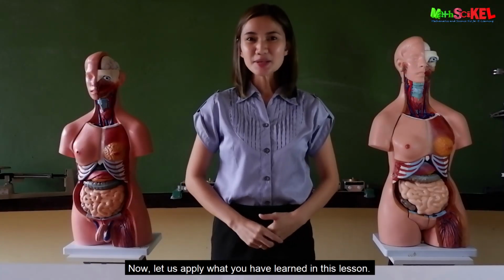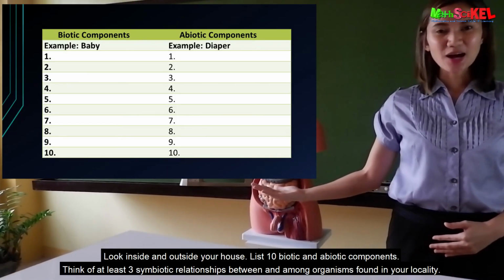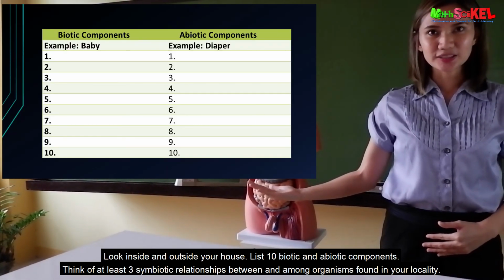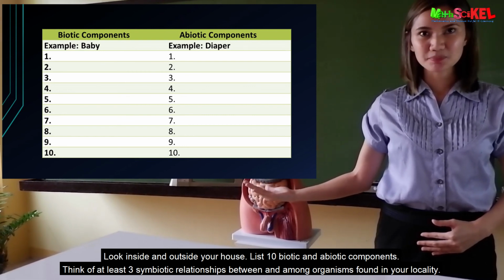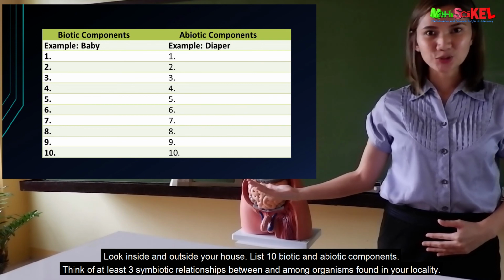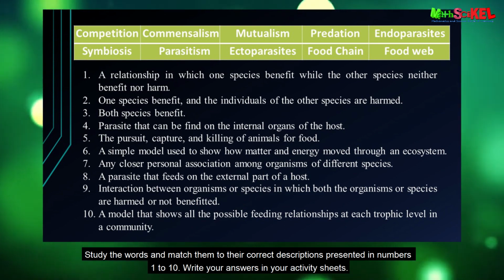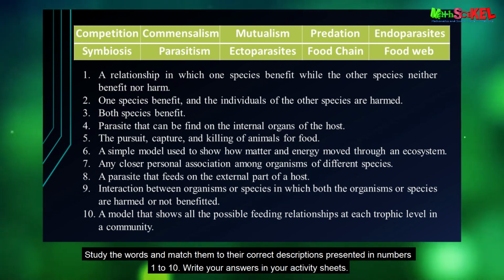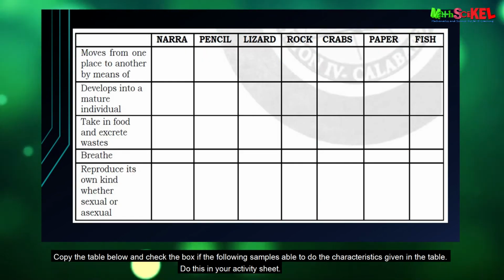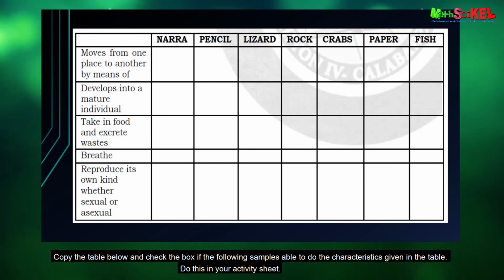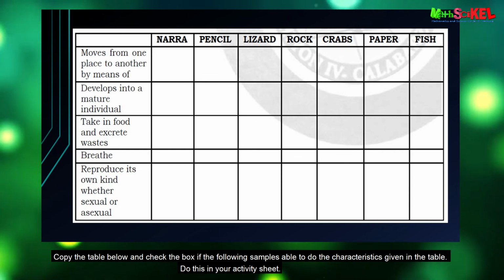Now, let us apply what you have learned in this lesson. Look inside and outside your house. List 10 biotic and abiotic components. Think of at least 3 symbiotic relationships between and among organisms in your locality. Study the words, match them to their correct descriptions presented in numbers 1 to 10. Write your answers in your activity sheets. Copy the table and check the box if the following samples are able to do the characteristics given in the table. Do this in your activity sheet.